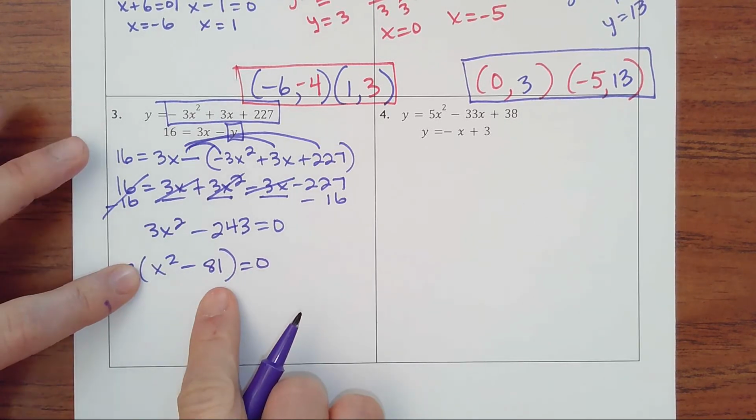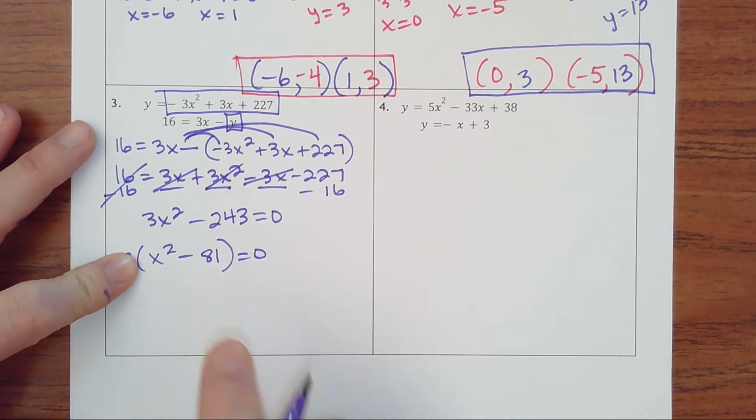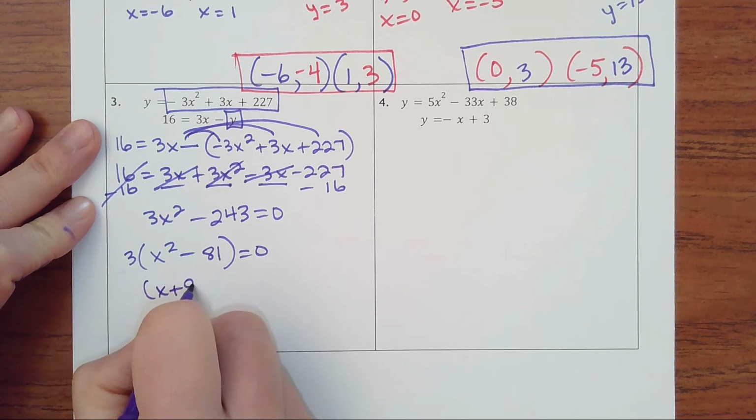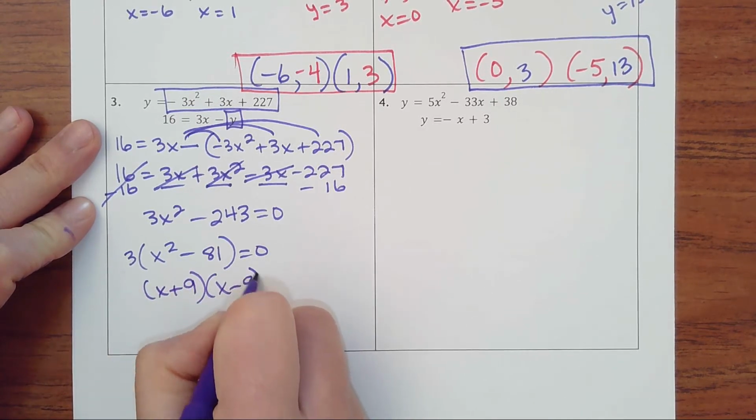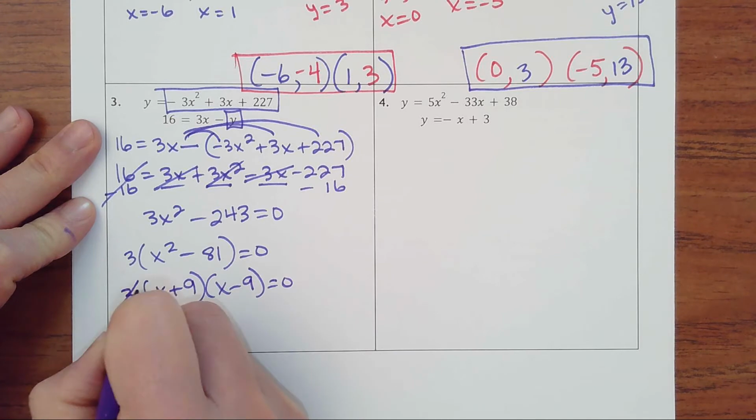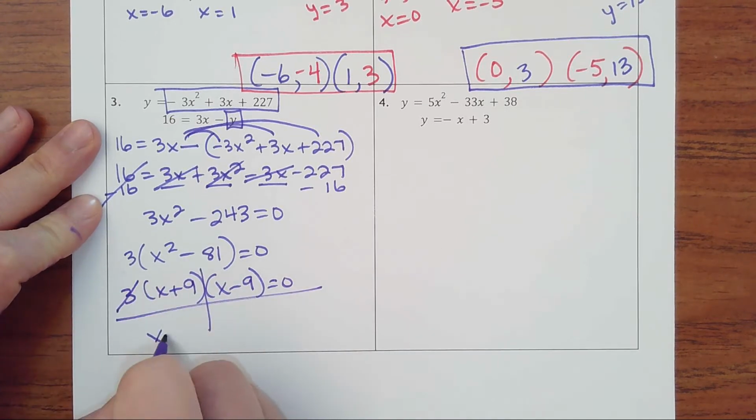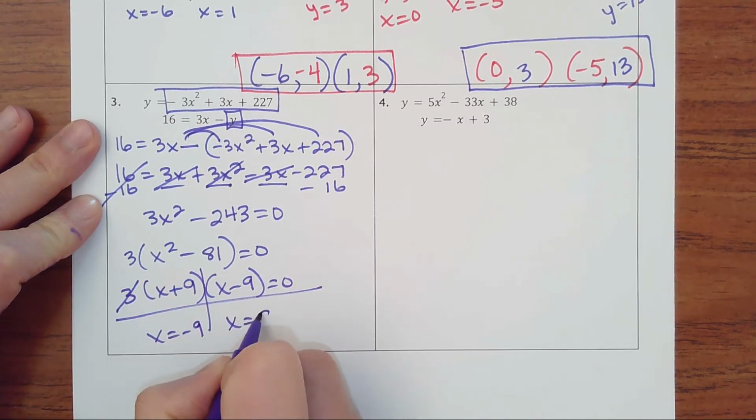You better know what this is. This is a difference of squares. So it'd be x plus 9 times x minus 9. The 3 really doesn't matter because it doesn't have an x to solve. So that gets a negative 9 and a positive 9 as an answer.